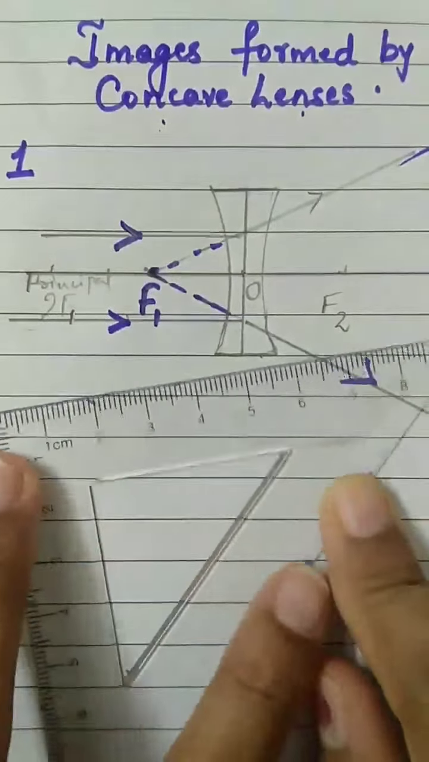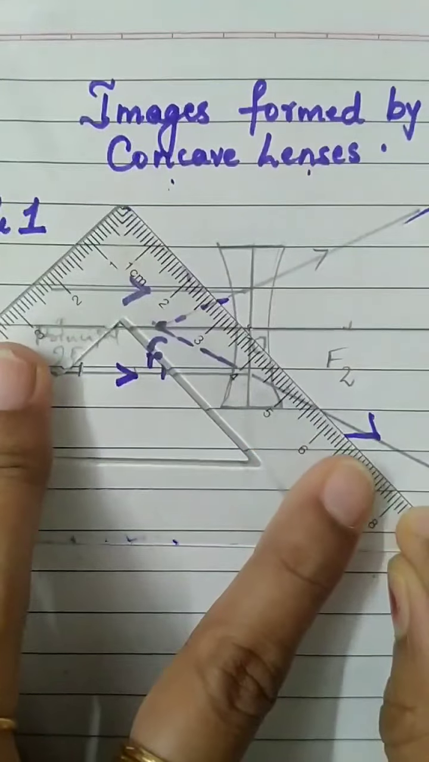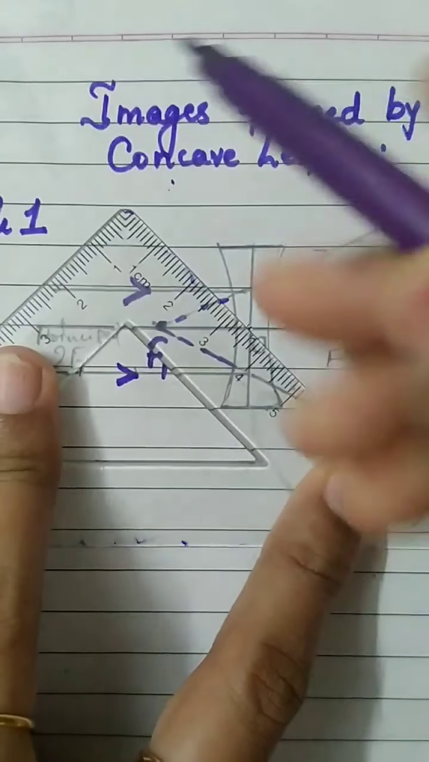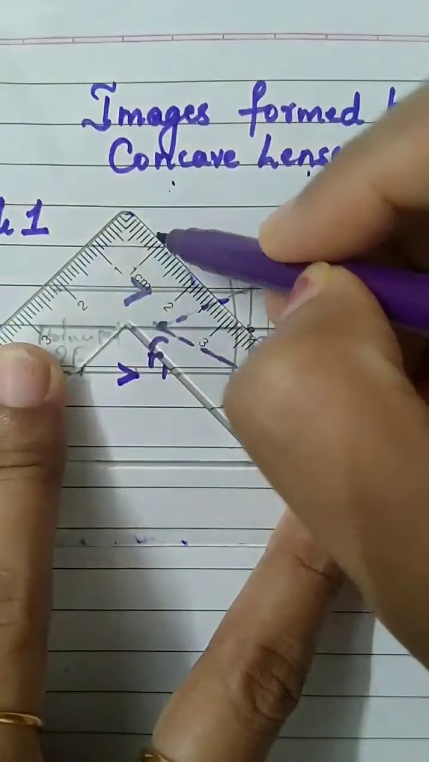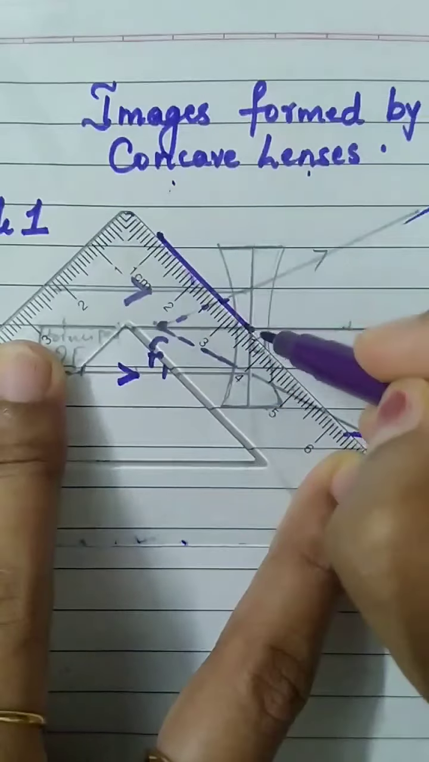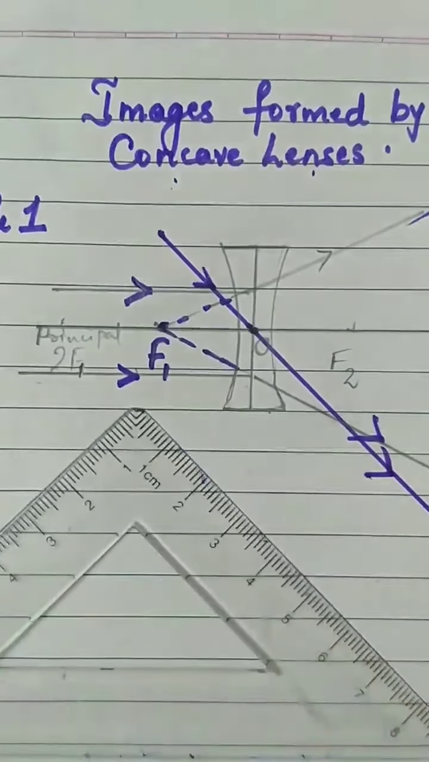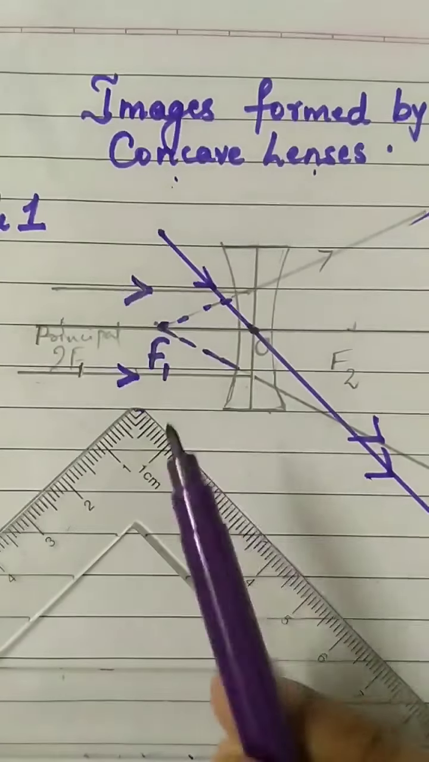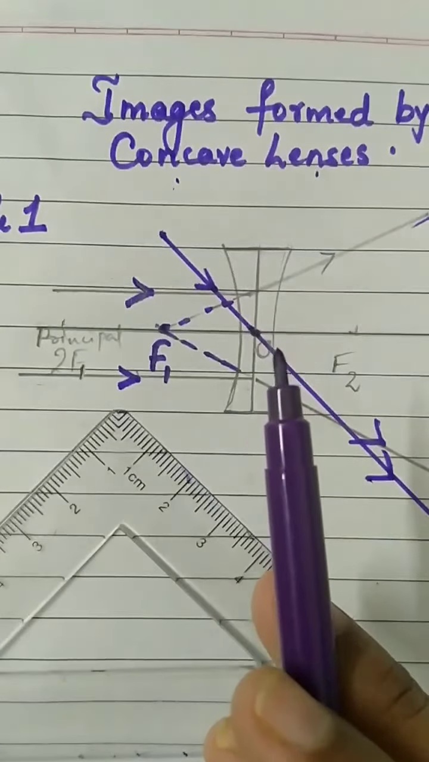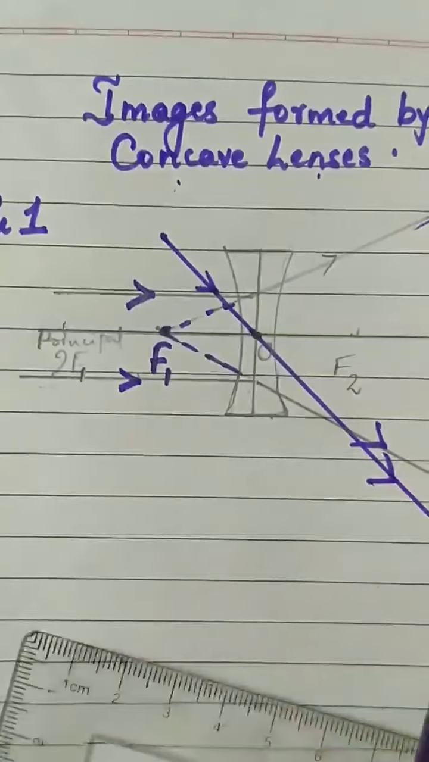The second rule remains the same. When the incident ray is made to pass through optical center. If the incident ray passes through optical center, this is the optical center. So if the incident ray is passing through optical center, after refraction it will trace the same path. The easiest rule. Okay, if the incident ray passes through optical center, then the refracted ray traces the same path.